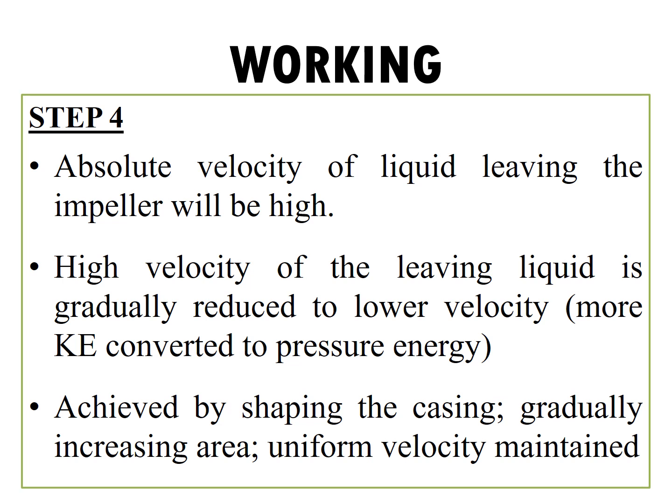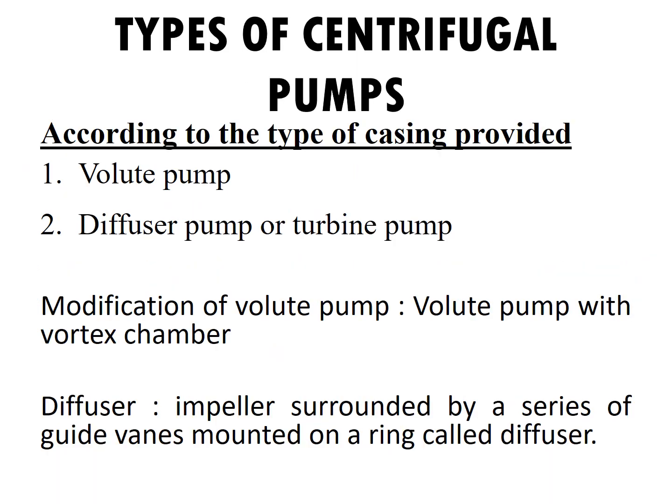High velocity of the leaving liquid is gradually reduced to lower velocity. That is, more kinetic energy will be converted to pressure energy. And this is achieved by shaping the casing, gradually increasing the area, and uniform velocity is maintained. So according to the type of casings used, you can classify centrifugal pump as volute pump and diffuser pump or turbine pump.